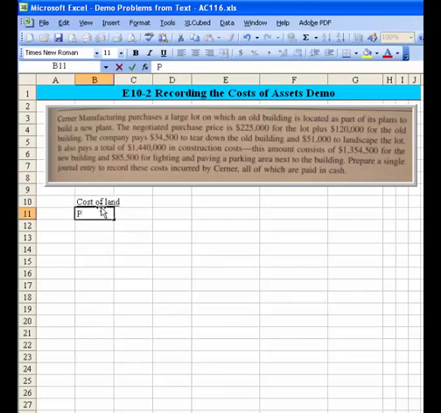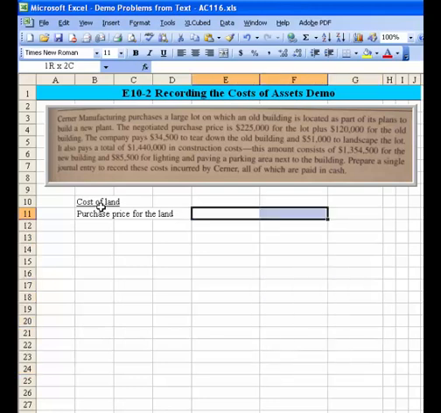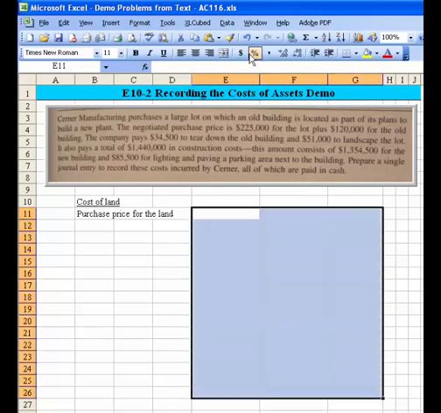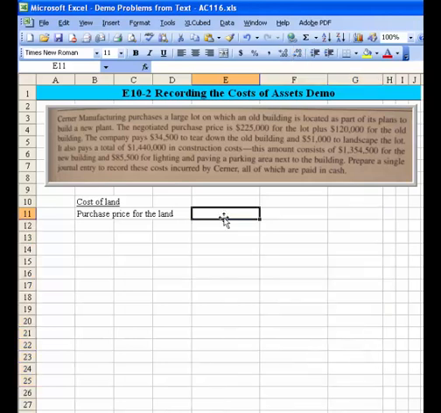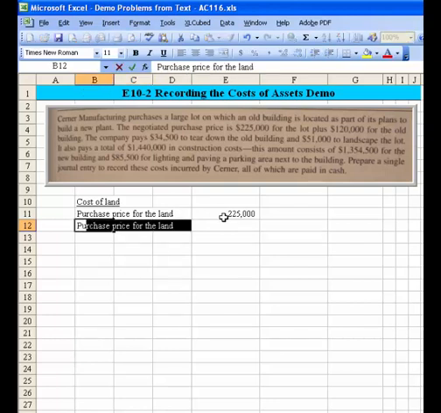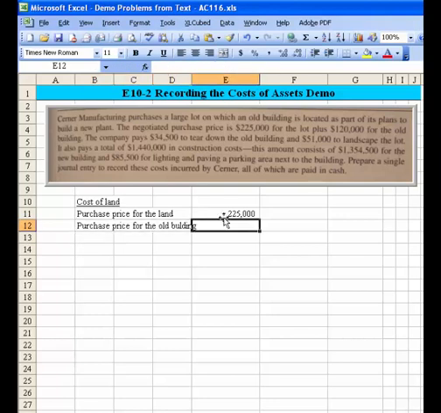We have the purchase price for the land, right? And that's $225,000. Let me format a bunch of cells here for everyone. Okay, so the purchase price is $225,000 for the land. Then there's the purchase price for the old building. Okay, maybe I ought to move this over. Why don't we do that? Move that there. The purchase price for the old building was $120,000.